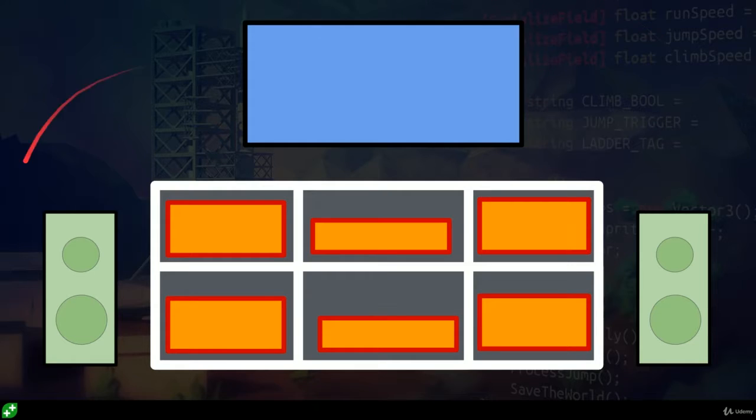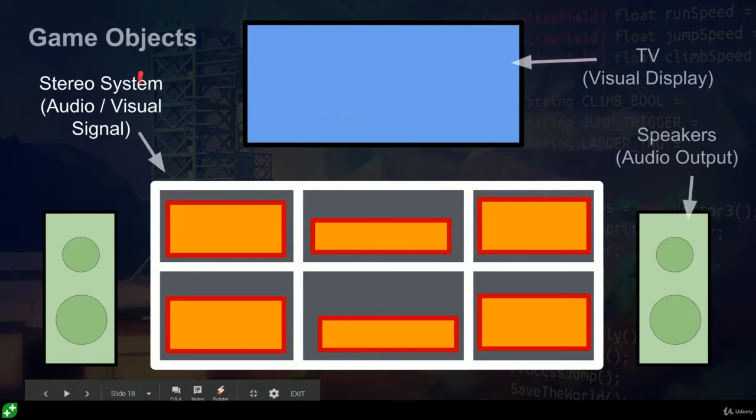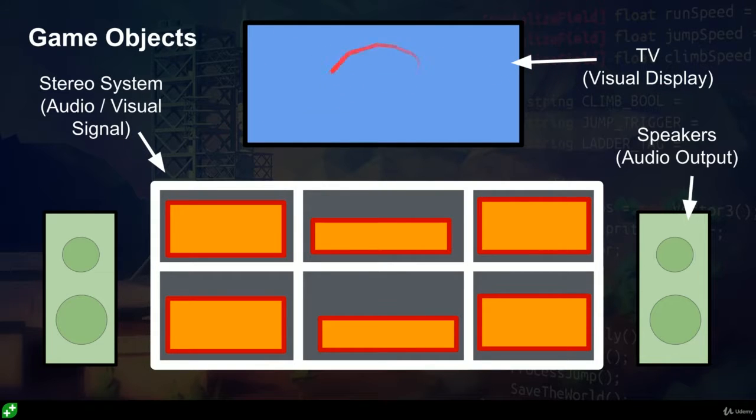Now I've created a little analogy here where I'm looking at a sound stereo system. This is our home stereo system, and we've got a couple of speakers and a television. What we're looking at here are the equivalent of game objects. So the TV is a game object and its function is to display the visual information. So it's our visual display. We've got our speakers and that's about audio output. And then we've got our stereo system sitting on our shelf here.